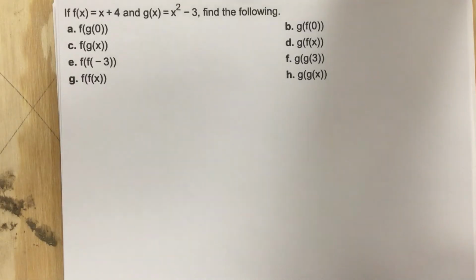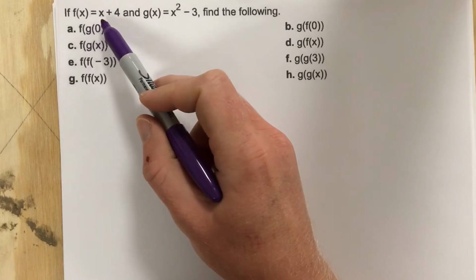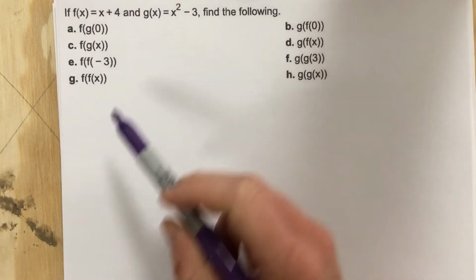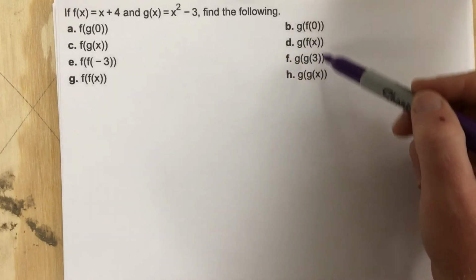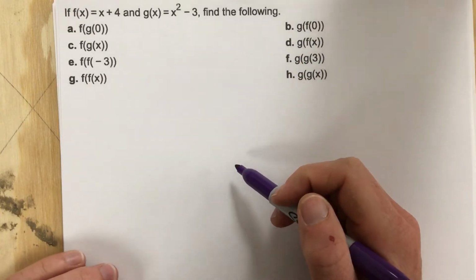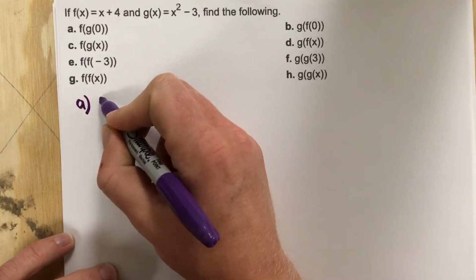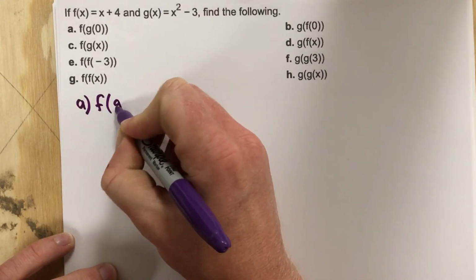This is problem number 3 for assessment number 2. And this problem says if f of x is x plus 4 and g of x is x squared minus 3, find the following. So we've got 8 different pieces to this problem that we're gonna do. Let's start with the very first one. Let's work our way down. So we have f of g of 0.